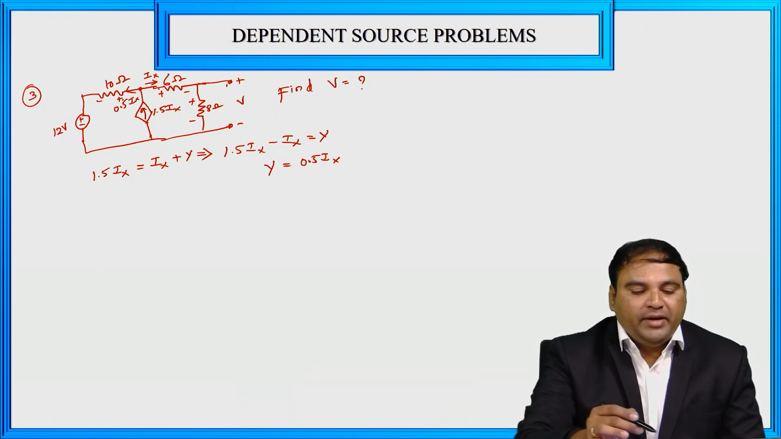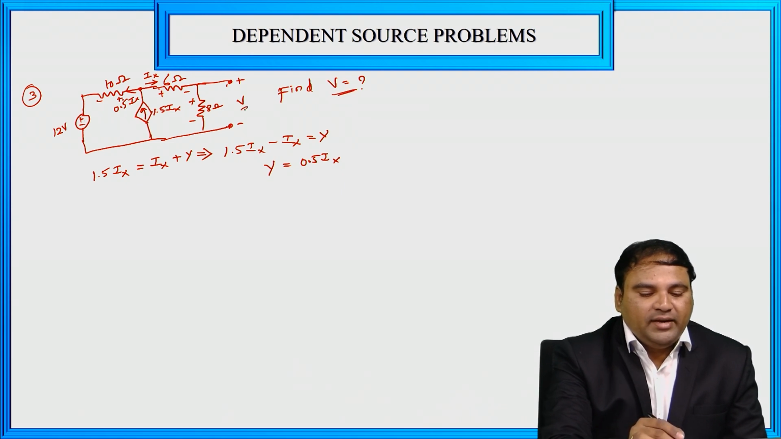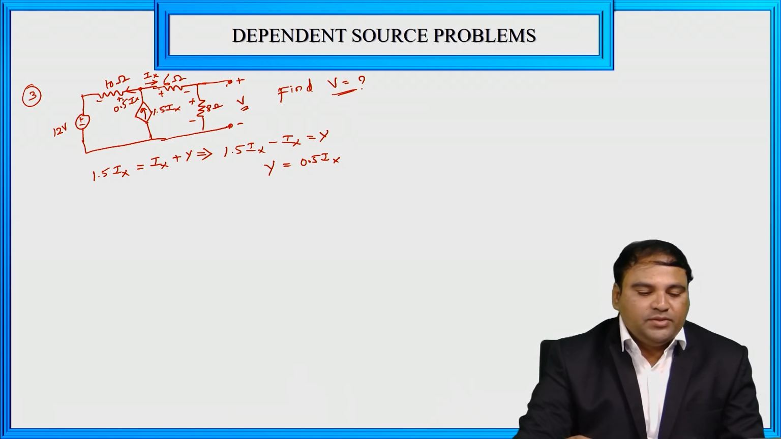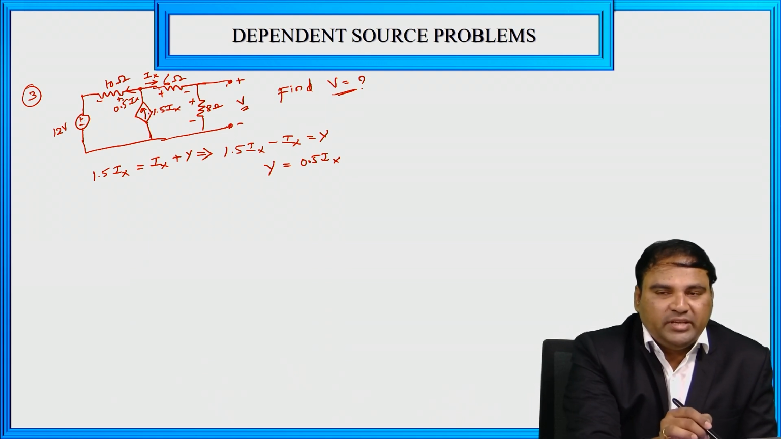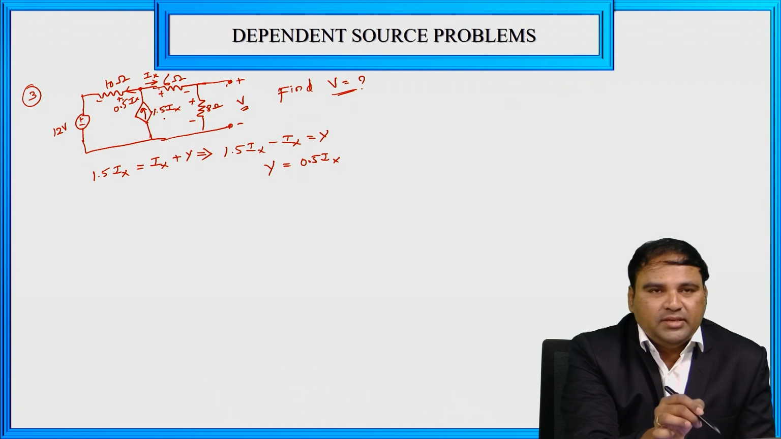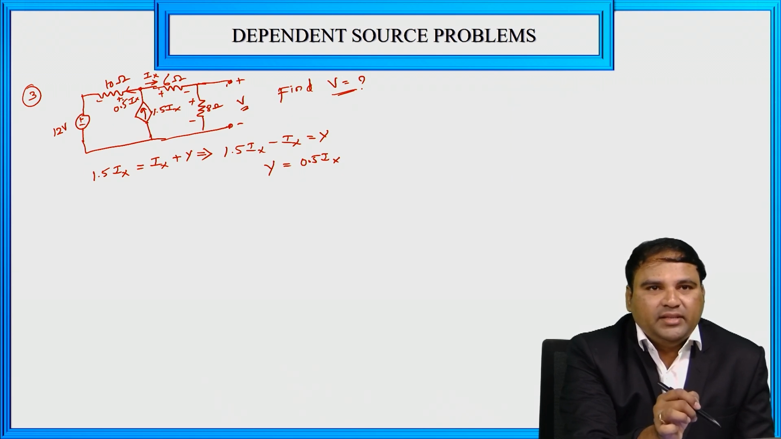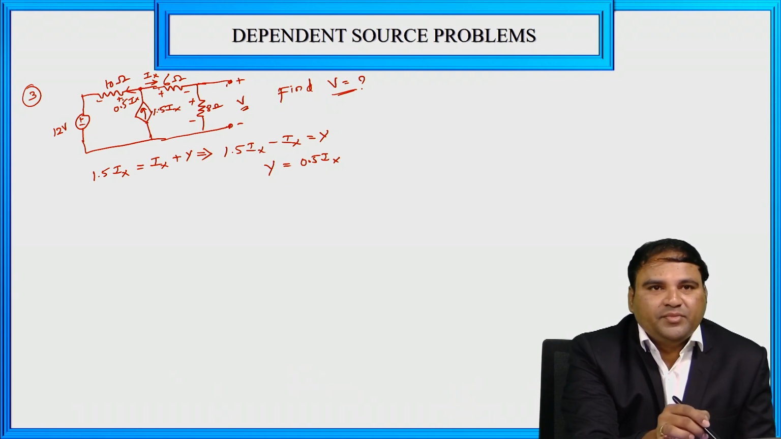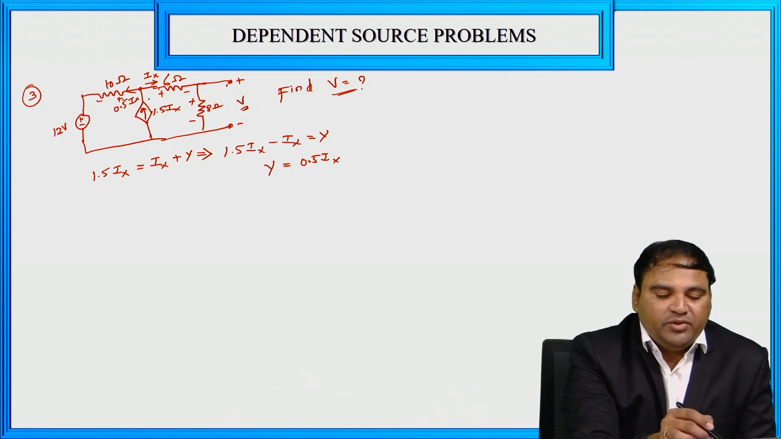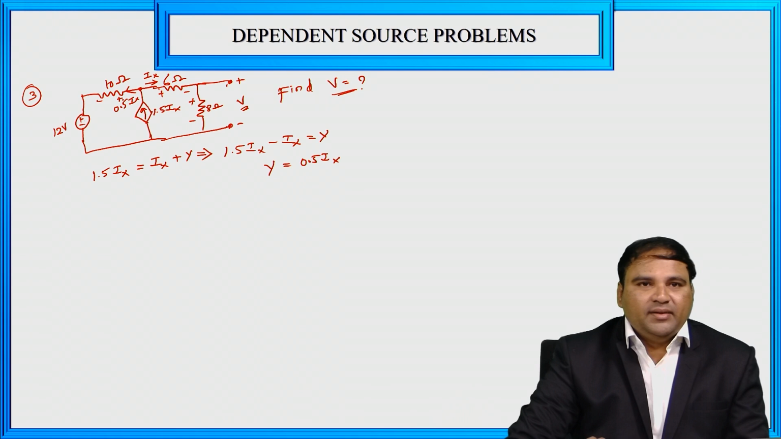Now we need to find out the V value. So we need to calculate this V value, right? So here you can see here is the current source. The source in between these two loops means the circuit belongs to super mesh analysis, right? In this super mesh analysis we need to remove this current source, means 1.5 Ix current source should be open circuited. Then we can apply the KVL, right?